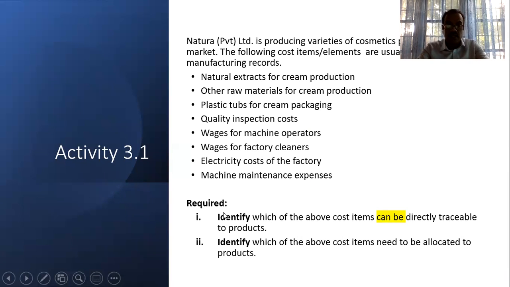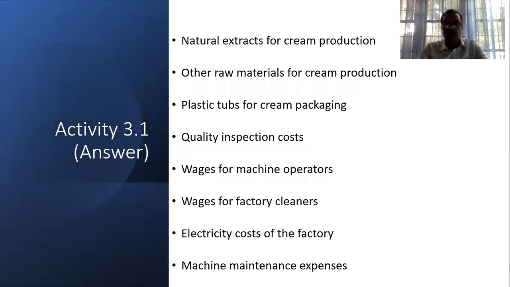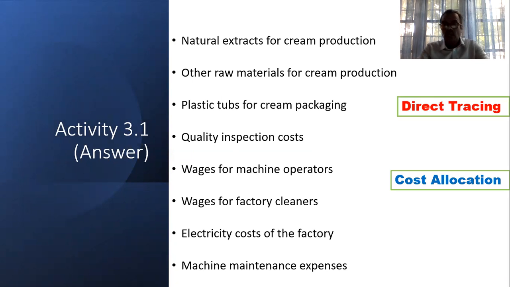Then your task is to identify which of the above cost items can be directly traceable and which are not directly traceable. Since the time matters, we will quickly move on to the answer. Direct tracing and cost allocation.